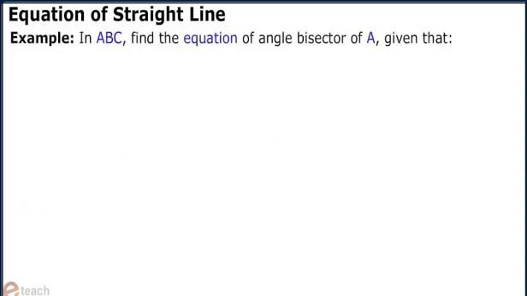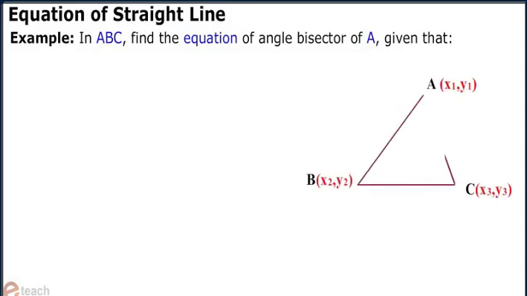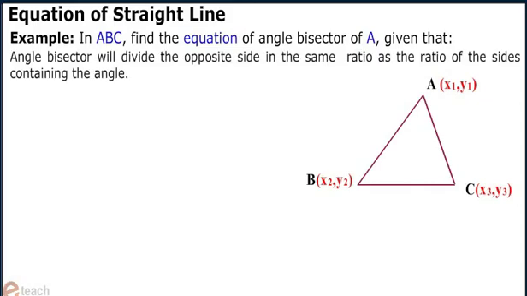Let us have an example. In triangle ABC, find the equation of the angle bisector of A, given that the angle bisector will divide the opposite side in the same ratio as the ratio of the sides containing the angle. Let us have the solution.